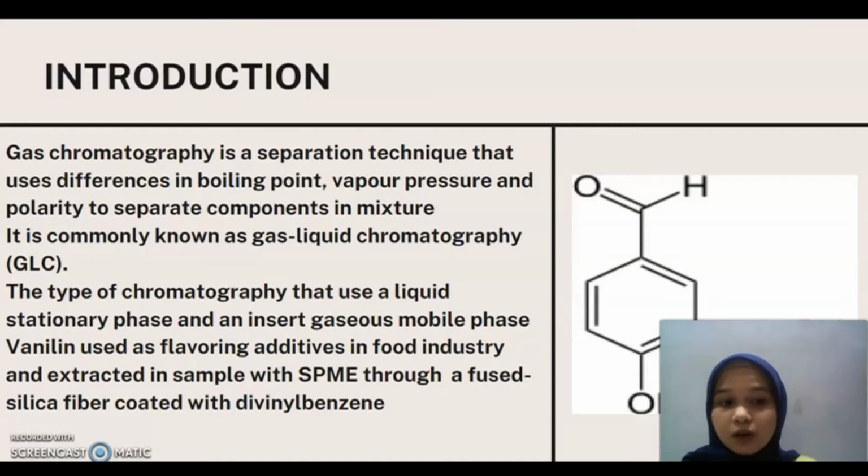As you know, vanillin is used as a flavoring additive in the food industry and extracted as a sample using SPME through a fused silica fiber coated with divinyl benzene.